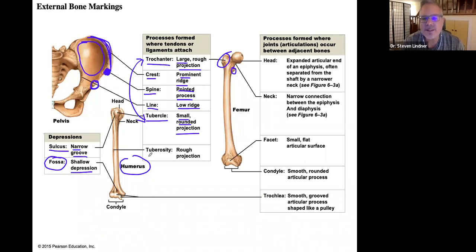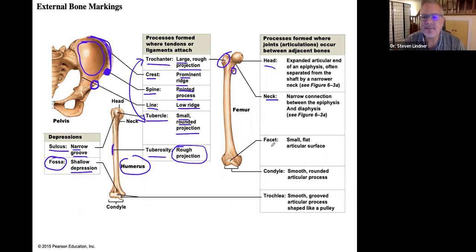Then we have a tuberosity. A tuberosity is a rough projection, and they're not as distinct or obvious as tubercles. Okay, so there's a few tuberosities. Right here in the humerus, this is the deltoid tuberosity. It's where the deltoid muscle inserts. Then in some of these long bones, we have a head and neck, and that's pretty straightforward. This is the head, underneath it is the neck.